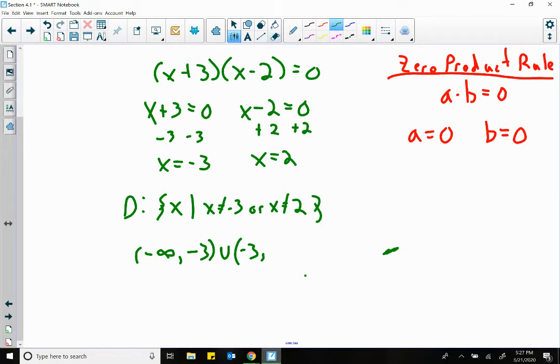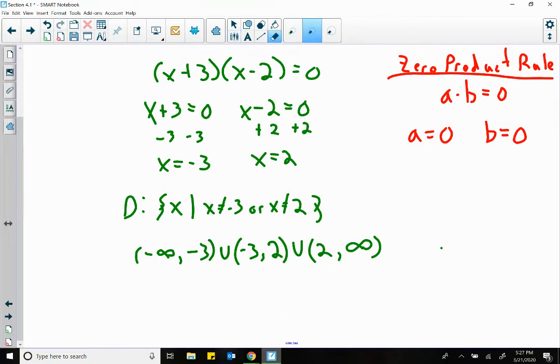2. Oops. My pen's not working for a second. 2. And we jump over it because we're not inviting them. And then we continue along our journey and there are no more problem numbers, so we shoot off towards infinity. And there's what it looks like.